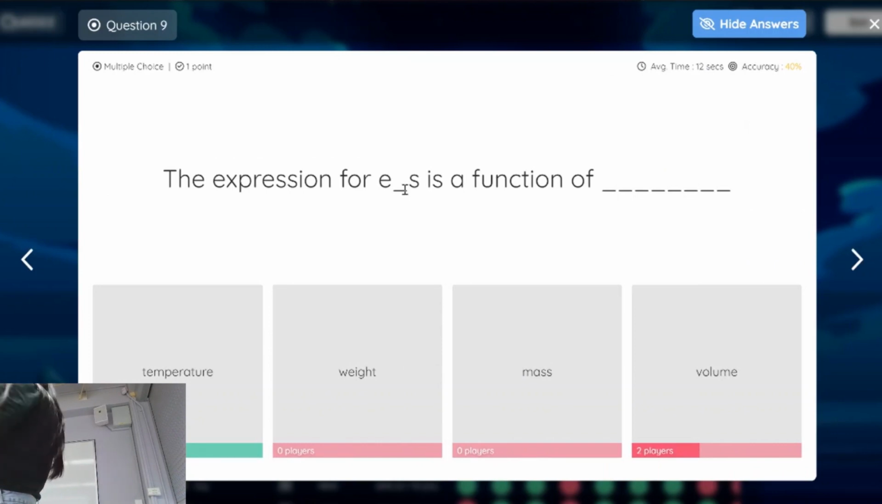Okay, so ES is a function of temperature. Basically, ES is the saturated vapor pressure, right? Do we get that? When you think about it, warmer air can hold more water than cooler air. So the more the temperature rises, the greater the saturation level is going to be.